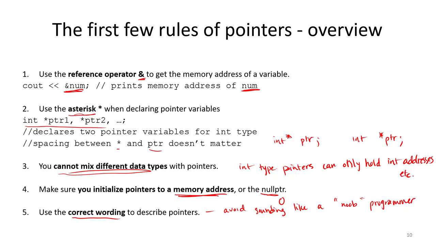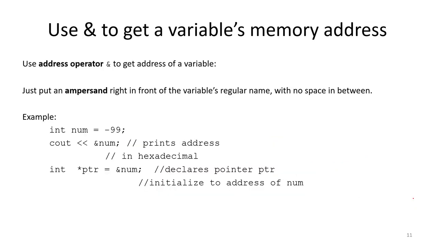So let's go through these rules in a little bit more detail. First rule, use the ampersand to get a variable's memory address. As we mentioned, this address operator, or ampersand, will return the memory address of whatever variable you put next to. So for example, if I have this int variable num, if I say cout ampersand num, that will output the memory address where num lives.